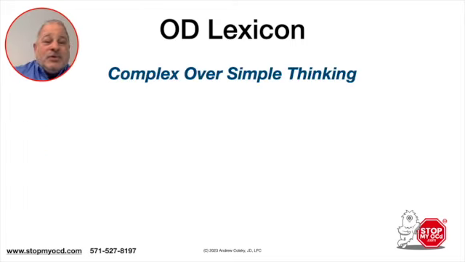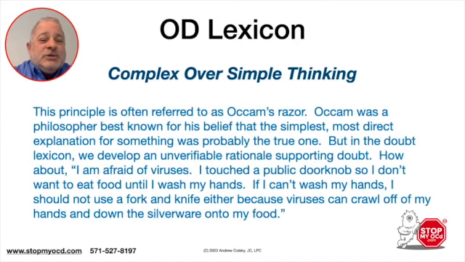Complex over simple thinking. This principle is often referred to as Occam's razor. Occam was a philosopher best known for his belief that the simplest, most direct explanation for something was probably the true one. But in the doubt lexicon, we develop an unverifiable rationale supporting doubt.